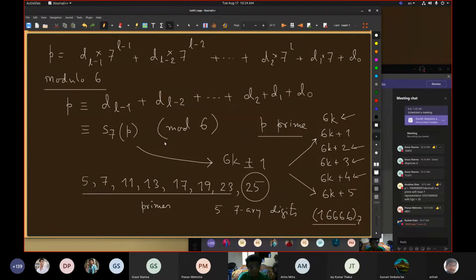Sir, I have a query. I know that the sum S7P is 25. So how can I trivially arrive at this example 16666? No, this is the smallest number, since you need at least 5 digits, right? Otherwise, you cannot achieve a sum of 25. And the smallest such number must be 6666 and 1, 24 plus 1, 25.